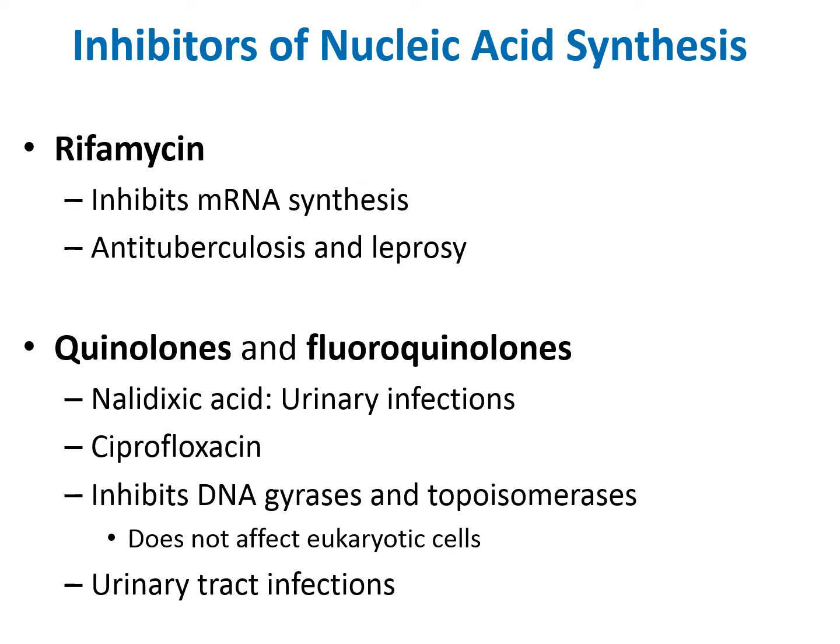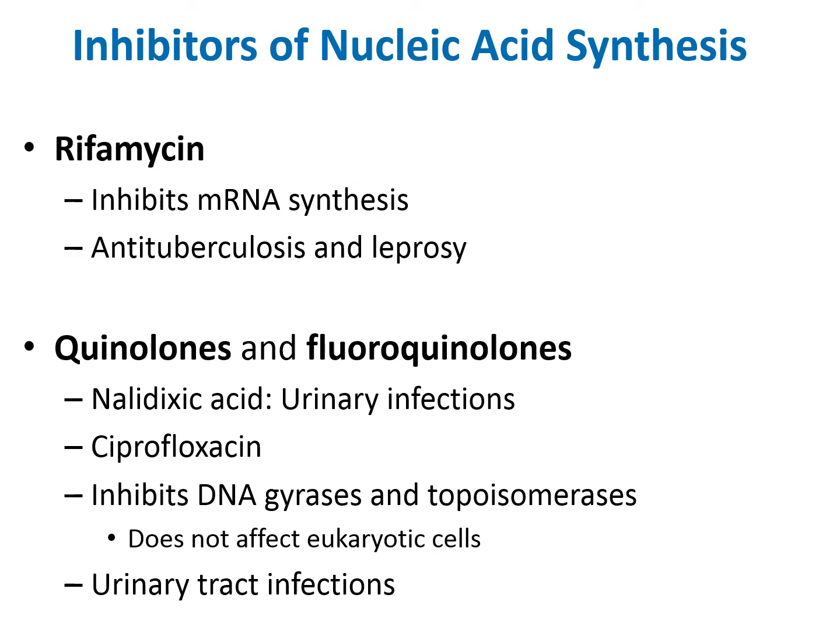Usually rifamycin, when it's used as an anti-tuberculosis or an anti-leprosy drug, is administered with other drugs as part of a cocktail. So, for example, someone might be on ethambutol and rifamycin to treat their tuberculosis.